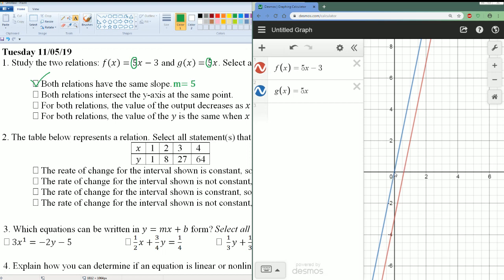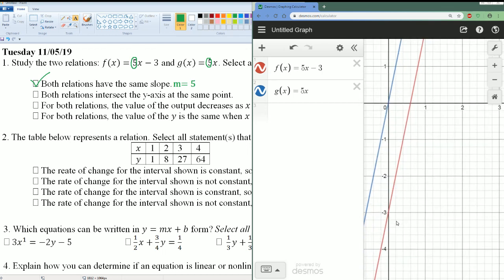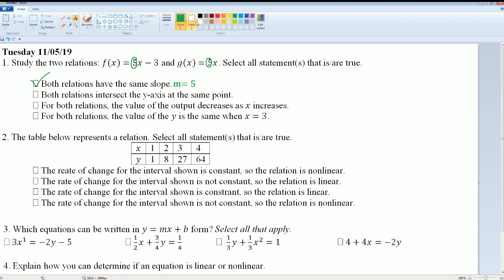Both relationships intersect the y-axis at the same point. No, that makes no sense. The blue one, which is g of x, intersects at 0, and f of x, which is the red one, intersects at negative 3. Nope, this is wrong, so we would say no to this one. Why? They have different y-intercepts.